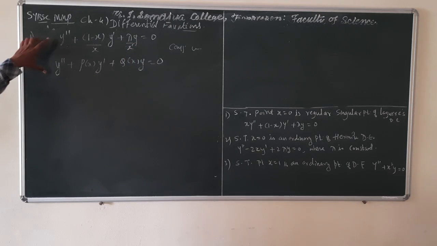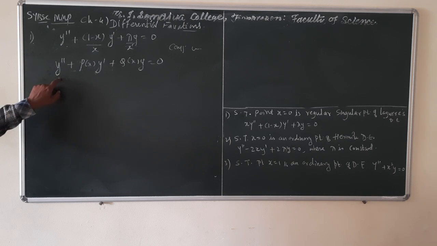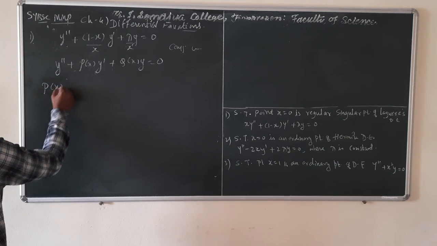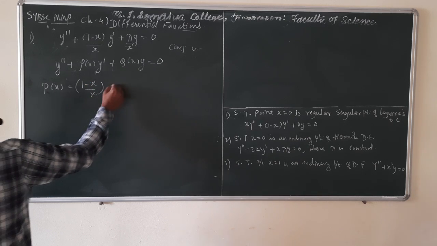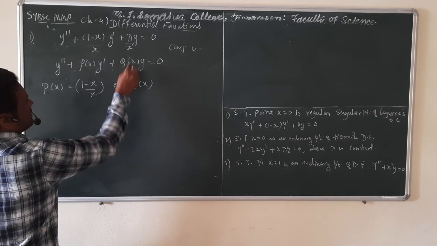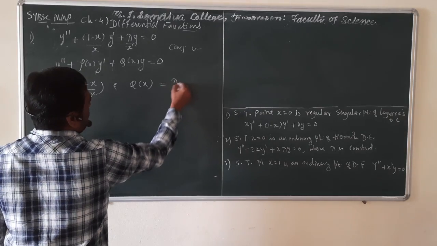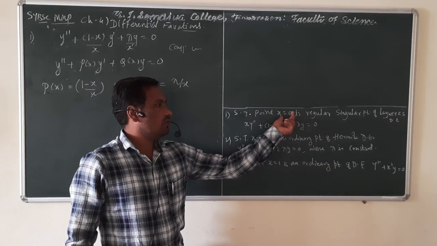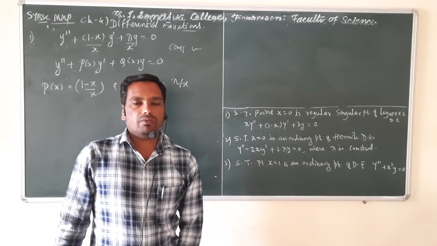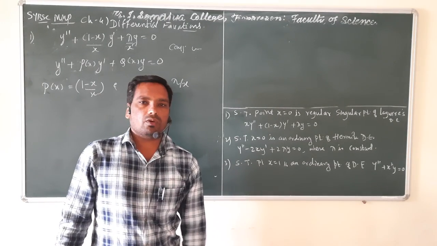Now we can compare these two equations. Remember this point: how to convert this equation into this form. Now comparing, we get p of x is equal to (1 minus x) upon x, and q of x is equal to lambda upon x. Now we have to find out whether the point x is equal to 0 is a singular point or not.